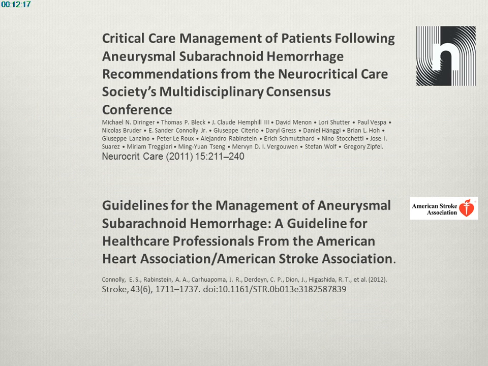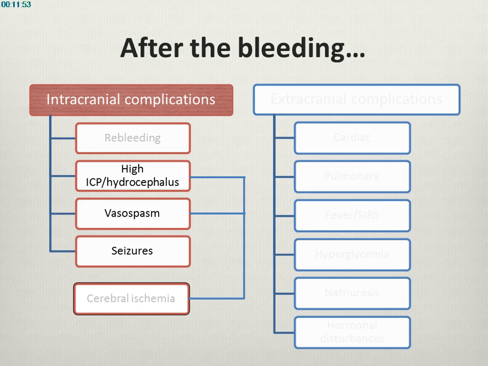We collected some information on the management, and I'm suggesting you download these two papers. They are free to be downloaded. There are two recent consensus statements on subarachnoid hemorrhage by the American Stroke Association, and with the Neurocritical Care Society we produced 21 papers on subarachnoid hemorrhage, reviewing all the evidence in 2011.